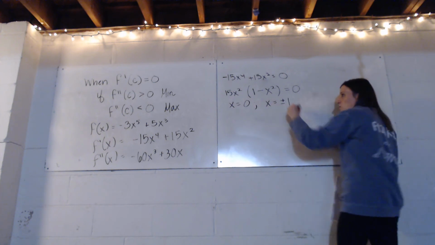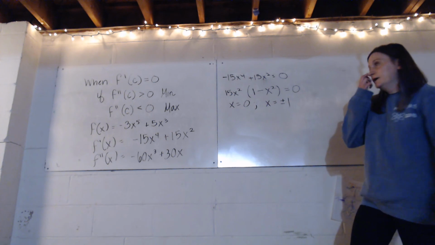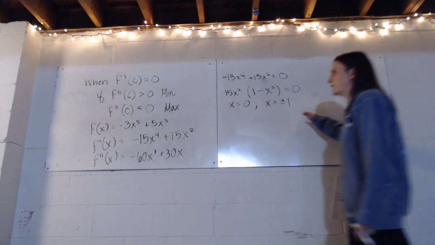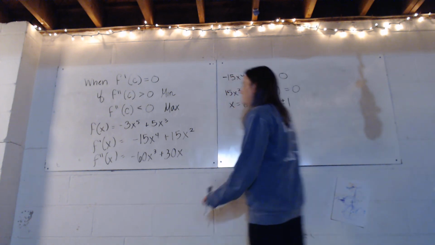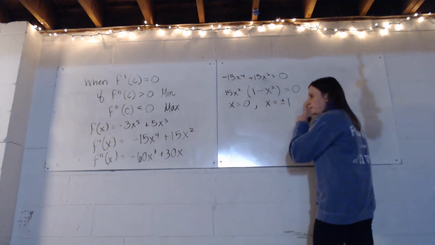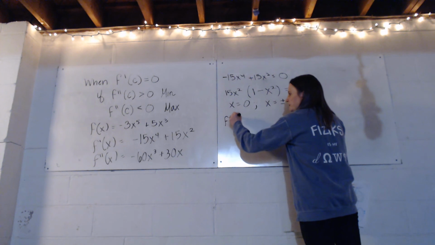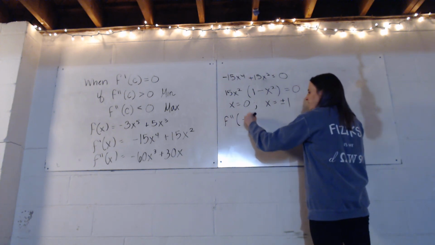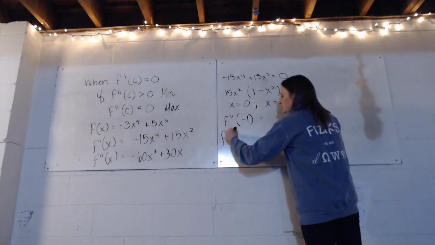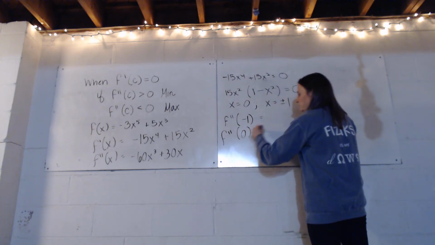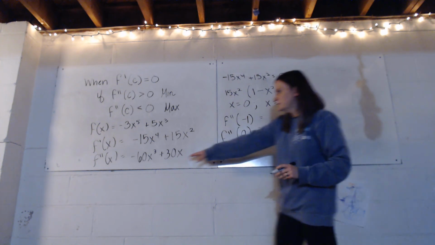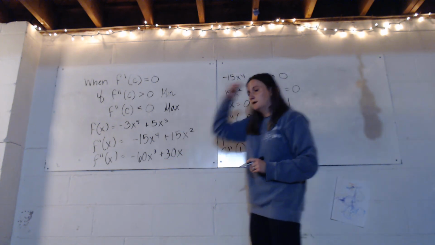And so what I want to do at each of these 3 places is find the second derivative. So I'm going to just plug and chug these values in. I'm not making intervals out of this. What's the second derivative at negative 1? What's the second derivative at 0? What's the second derivative at positive 1? So I'm plugging those into this function right here.